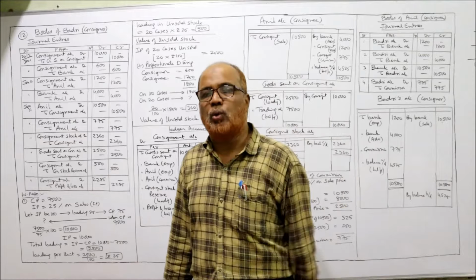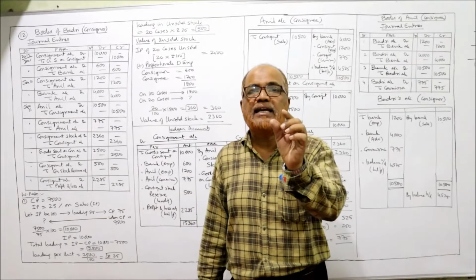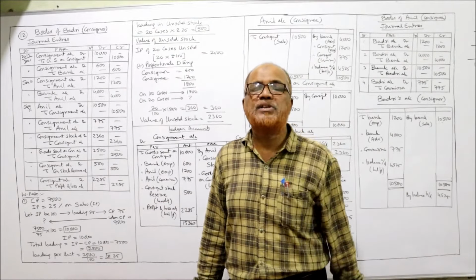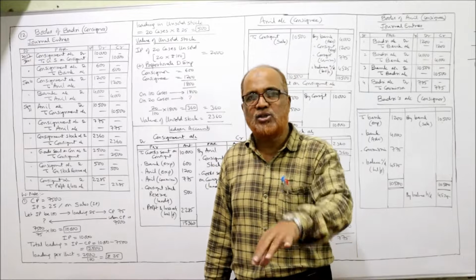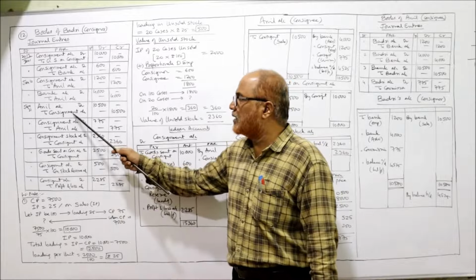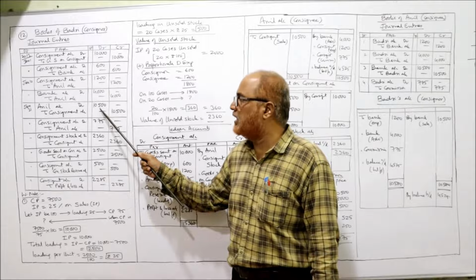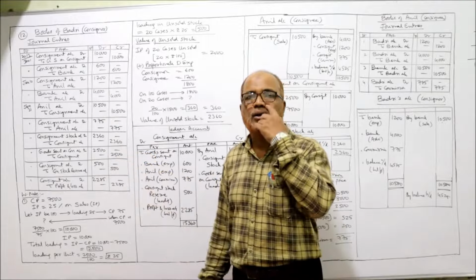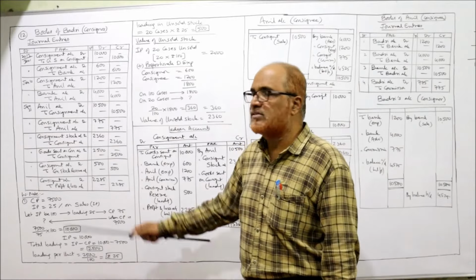Anil account debit to consignment. Now goods are sold. The consignee Anil has sold the goods. 80 cases he has sold for rupees 10,500. Entry: Anil account debit to consignment 10,500, being goods sold by consignee. Next, consignment account debit to Anil account. This is for commission. 775 is the commission.